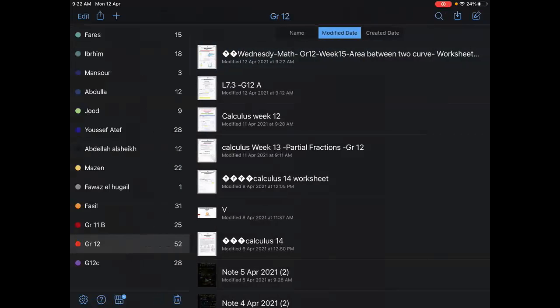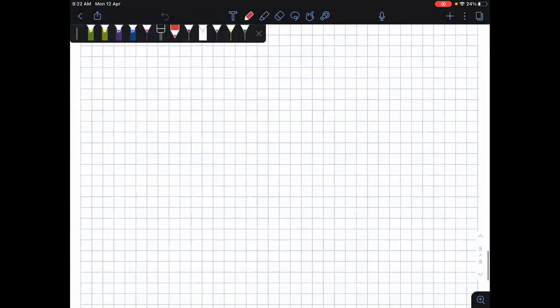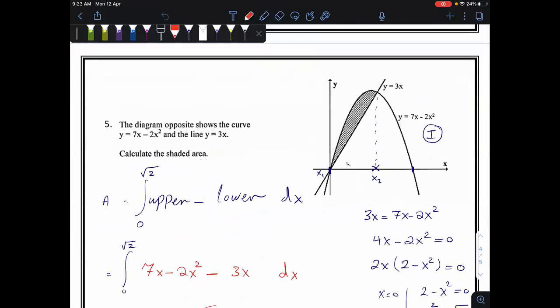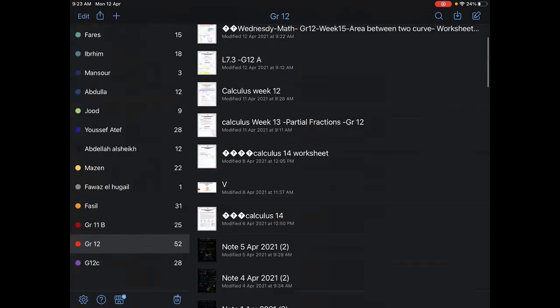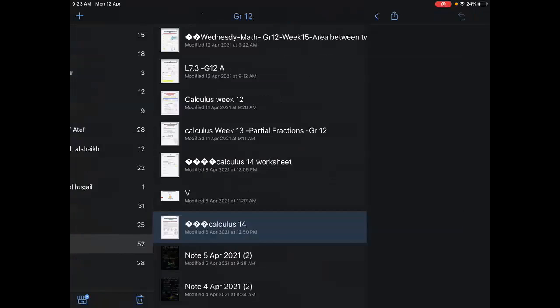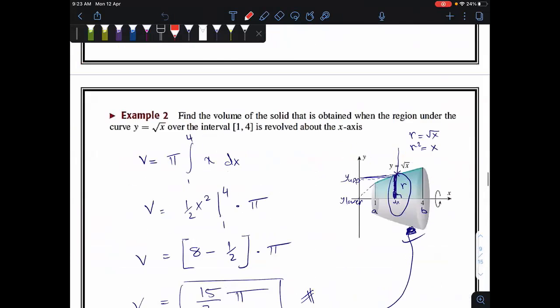Okay, now for the volume. Teacher, in the exam will you give us the graphs to know the upper and lower? Yes. Where is the volume? The volume, guys, of revolution: washers and disks.